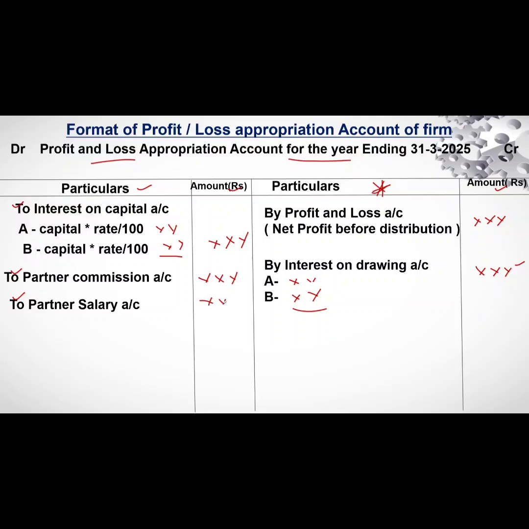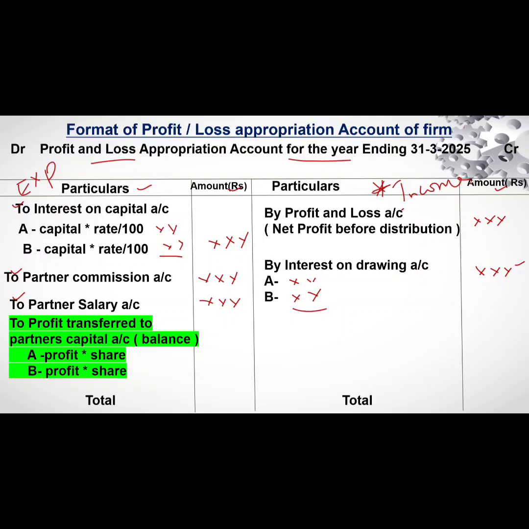Next, the total. We have all the expenses on the debit side and incomes on the credit side. Once it is done, get the higher total, which can be a debit balance or credit balance. When the credit side, that is the incomes, is greater than the expenses, the credit side is greater than the debit side, then it will be a profit. So the balancing figure should be written on the debit side as profit transferred to the partners' capital account.